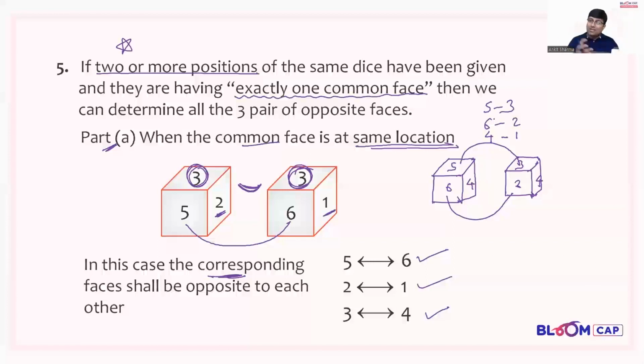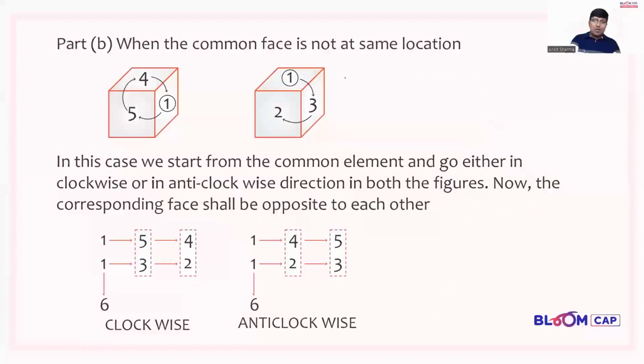When it is not at the same location, then what are we going to do? For that, part B is there. And part B says when the common face is not at same location. So when the common face is not at same location, then we can start with the common element. See, for example, in these two figures, only one face is common. And that common face is 1. But unlike the previous one, it is not at the same location. So in these cases, we will start with the common element.